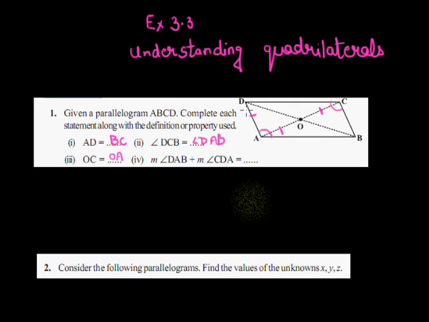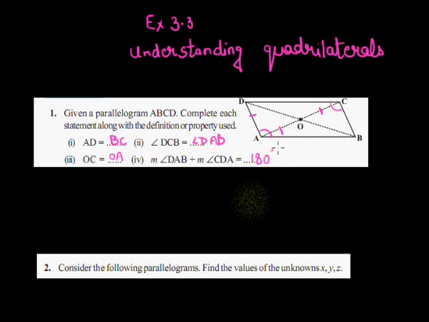Now we all know that DC and AB are the parallel lines. If we add the interior angles of the parallel lines, then it will be equal to 180 degrees. So measure of angle DAB plus CDA will be equal to 180 degrees.